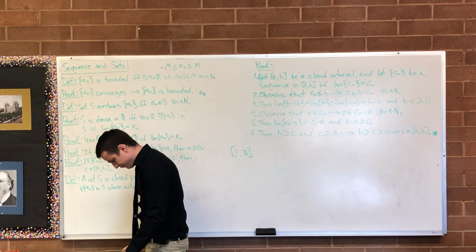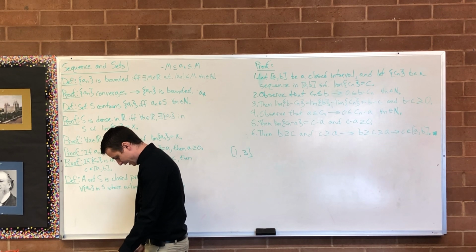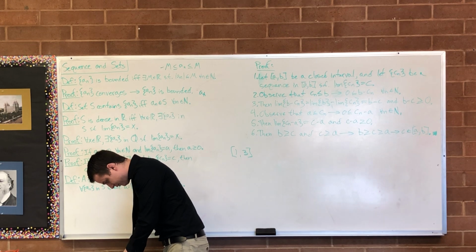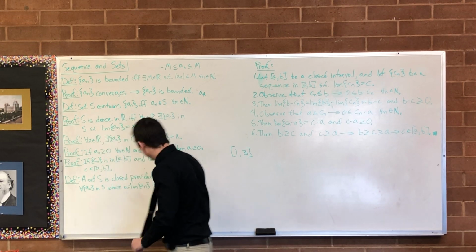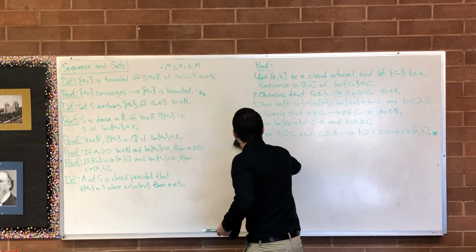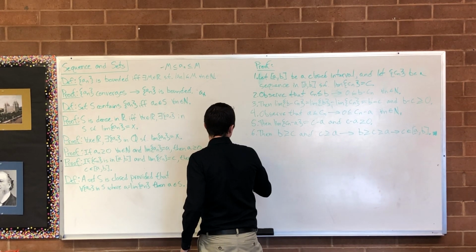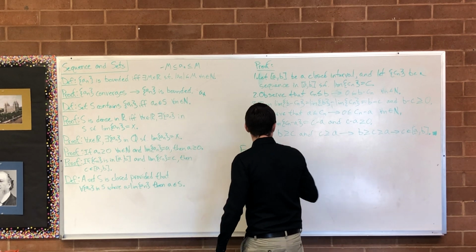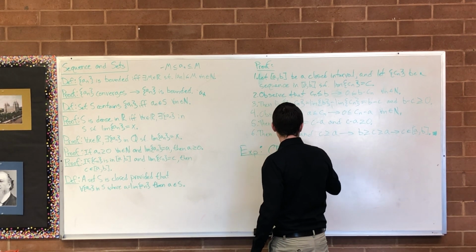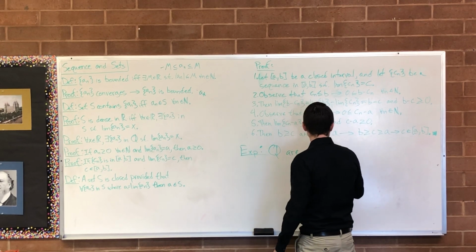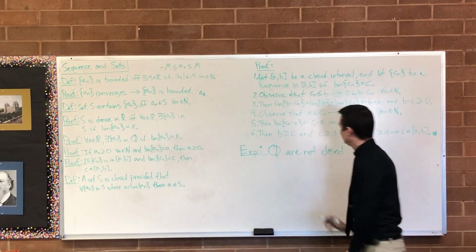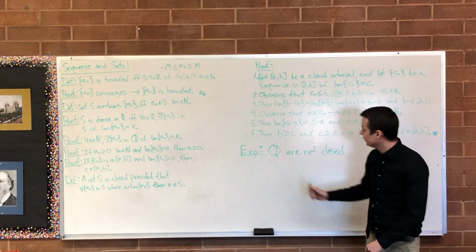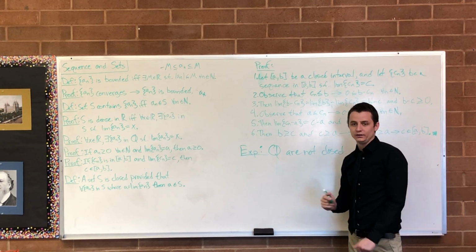Is that the end of section 2? He had 2 examples. So, example. The rationals are not closed. How can we show that the rationals are not closed? What does it mean to be closed? It means every sequence in there converges to a point in there.